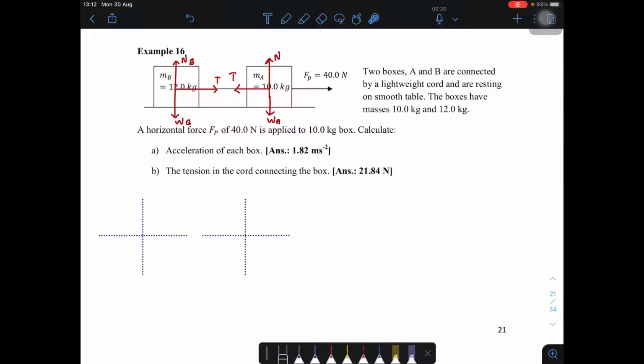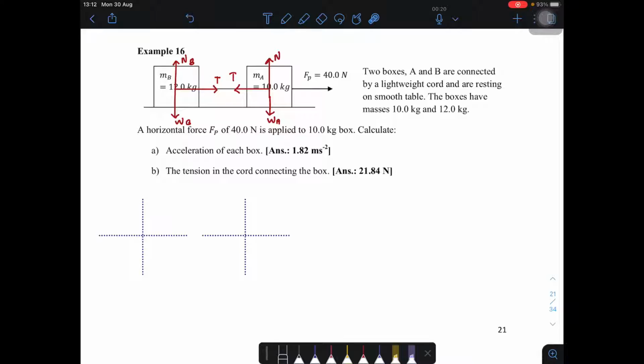So meaning both will have tension force. Since it is the same cord, the value of the tension force will be the same. That's why we label it with the same label, T. You don't need to label T1 and T2, because later you will get confused. You will assume that it has different values. But actually remember, the same cord will have the same tension value.